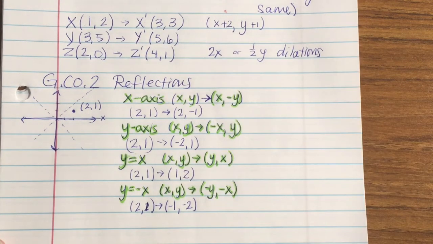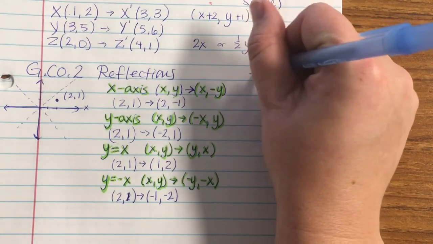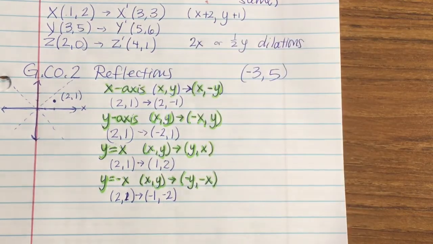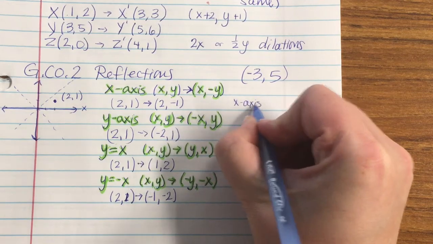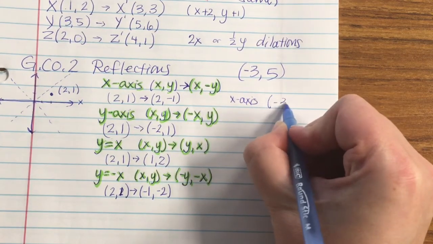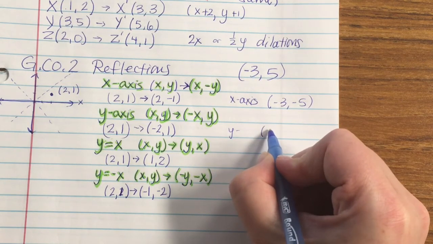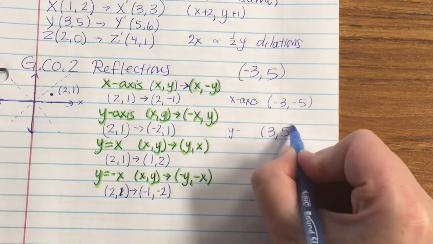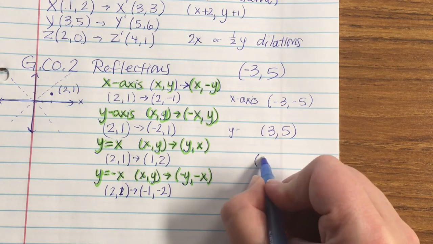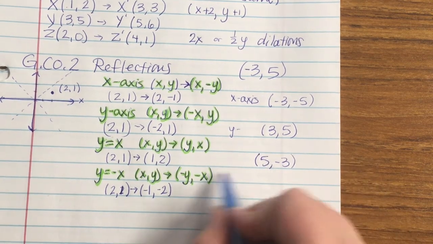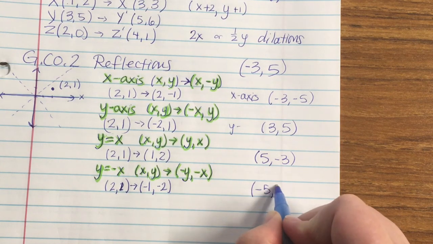Do you want to try it out for each one of these? Let me give you the point negative 3, 5. If I reflected it across the x-axis, what would the new point be? Negative 3, negative 5. Across the y-axis? 3, 5. Across the line y equals x? 5, negative 3. And across the line y equals negative x? Negative 5, 3.